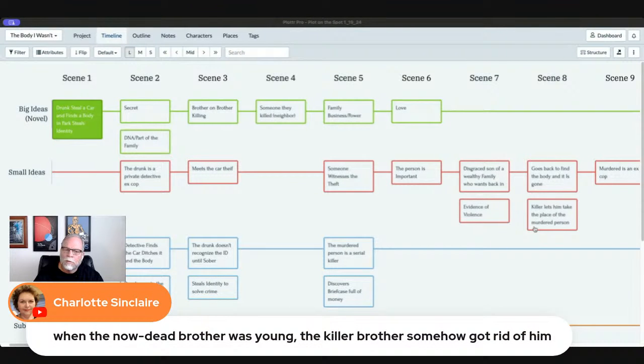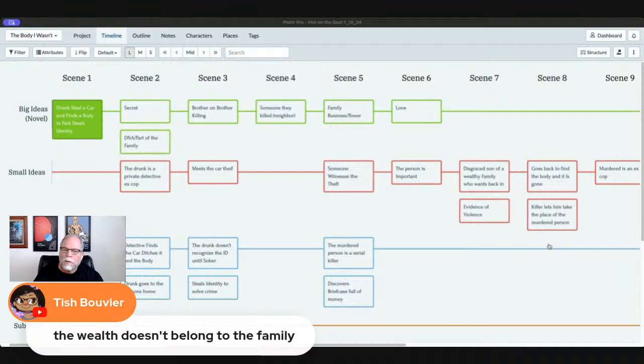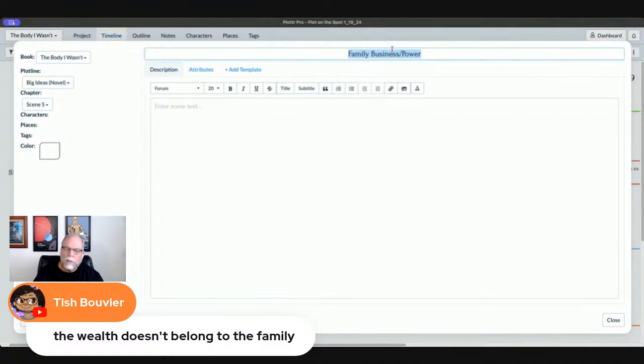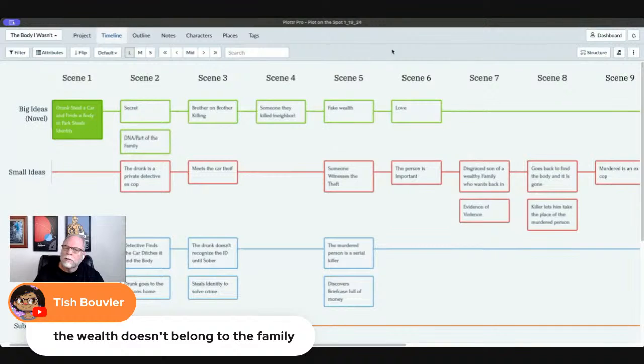Now his brother was young, the killer brother somehow got rid of him. The wealth doesn't belong to the family. Ooh, so we'll just call that, maybe we'll call that fake wealth. The wealth is a scam. How about that? Okay. Couple other secrets. Unknown twin. Not you're not my father. That is interesting.